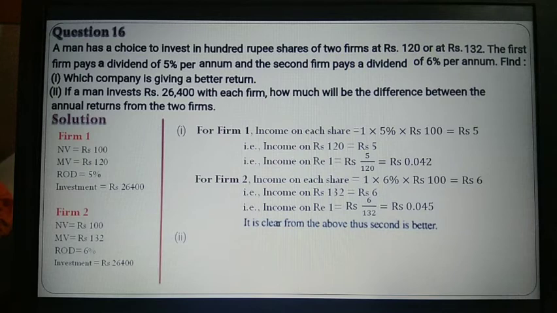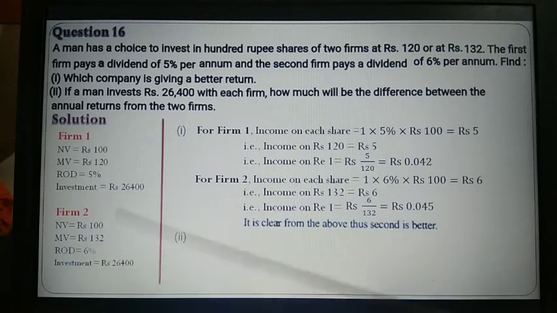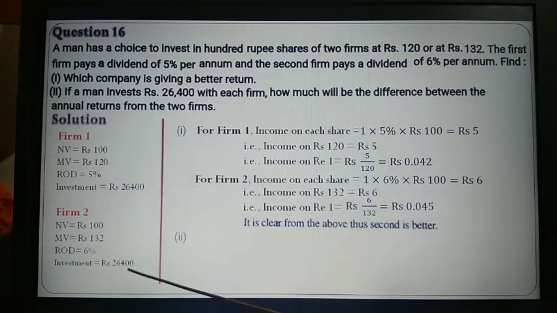Okay, now next is, if the man invests this much on each firm, so that's why investment for both the firms is rupees 26,400. How much will be the difference between the annual returns? Okay, so what we need to find is, we have to find the dividends from firm 1 and firm 2. Okay, fine, and we need to find the difference between them.